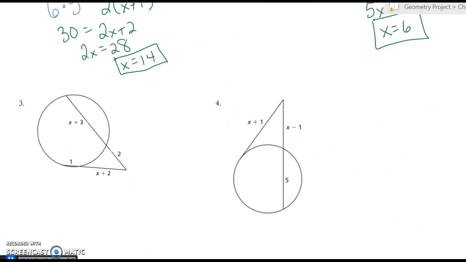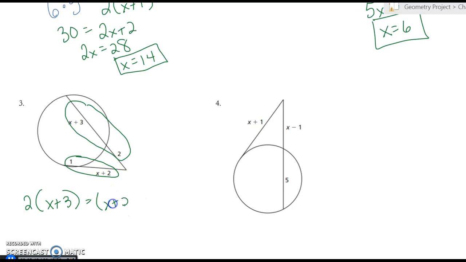Okay? All right, let's look at the last two. Same idea. Why don't you try and set them up, and then once you think you have it, press play. You can solve it all the way, or you can just set it up. So the first one right here, those two. So 2 times x plus 3 is equal to these two. X plus 2 times 1.